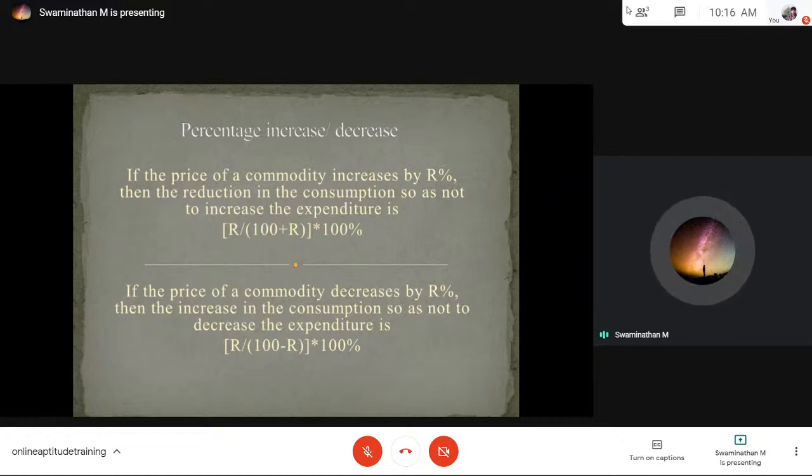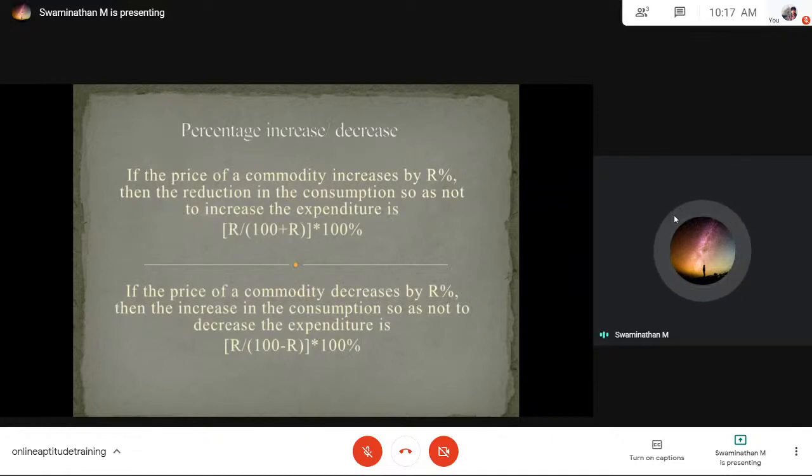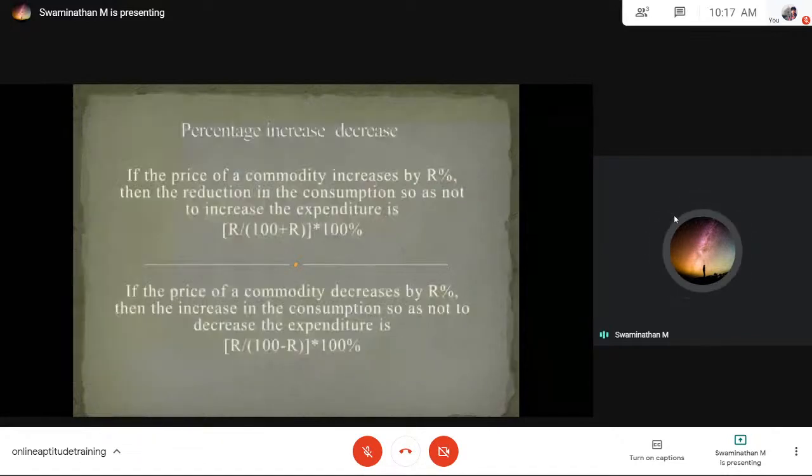Okay, let's have an example for this. The price of a commodity increases by 25%, and therefore a housewife reduces the quantity purchased by a certain percentage in order to maintain expenditure. So it's the same. That is, the price has increased, and you have to reduce your consumption. So what will be the answer? You can use these formulas. That is, the price is increasing, you have to reduce your consumption. That is this one: R by 100 plus R into 100%.